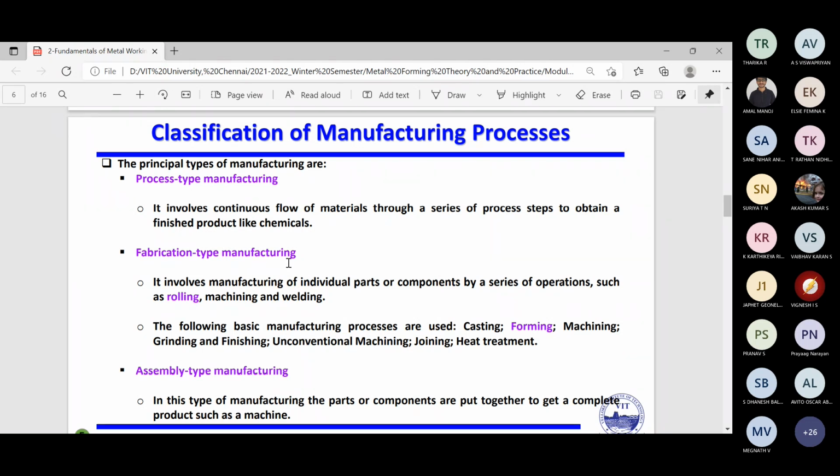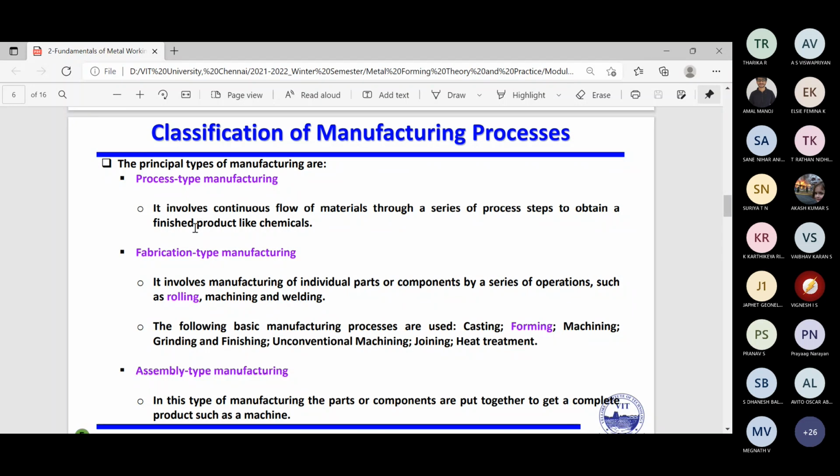But in another way, that's why I asked the question: what are the basic two types? One is primary and secondary. If we talk about process type manufacturing, this is known as the primary process. And wherever you have the fabrication type or the assembly type, this is known as secondary. I put one definition here so that you will understand.